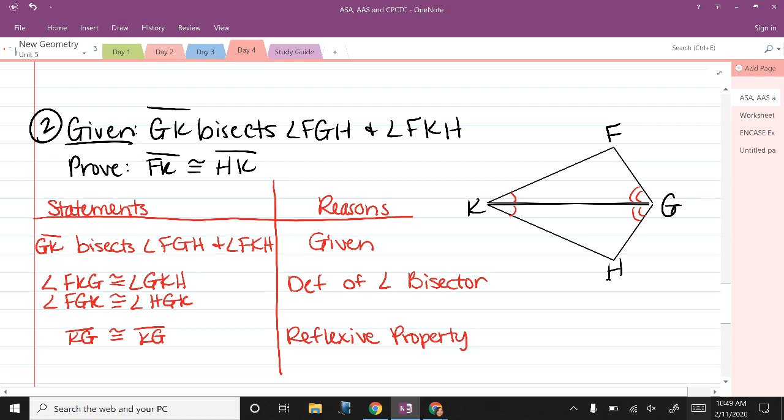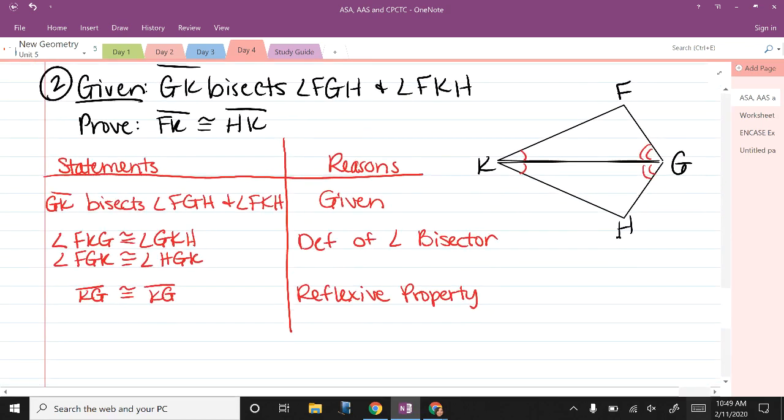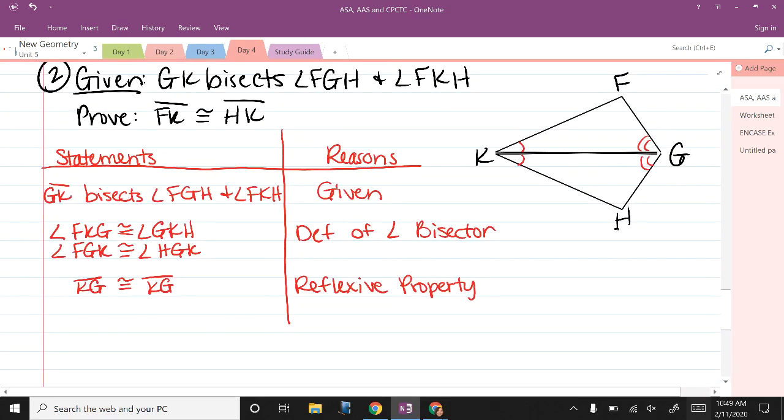Do I have enough information to say that those triangles are congruent? Yeah. Okay, so this and this is congruent. Now, what reason are those triangles congruent? Yep, the side between two angles. So angle, side, angle. So I need to be careful writing my congruency statement.